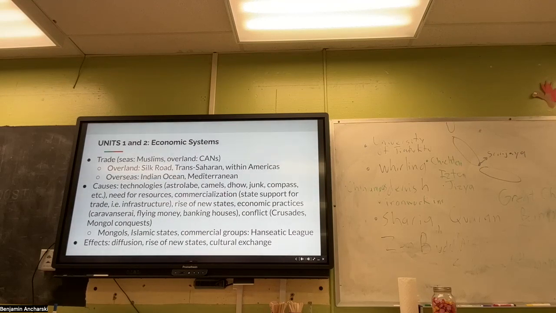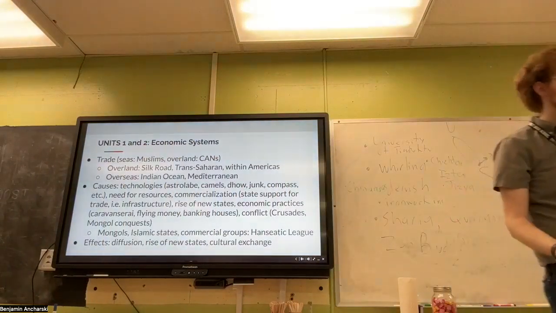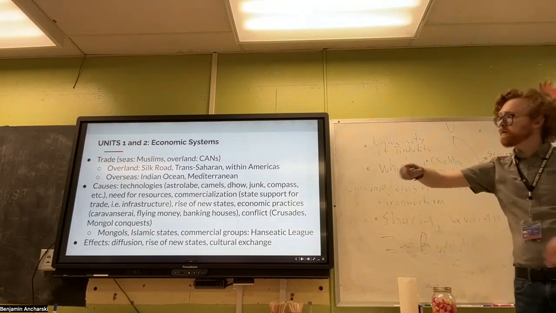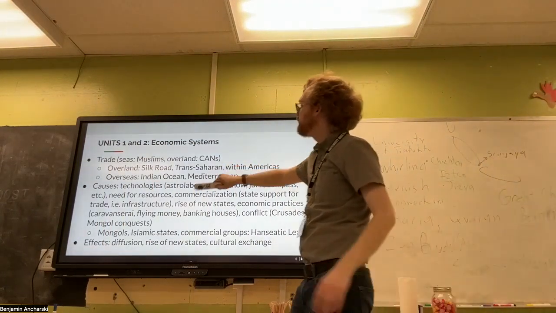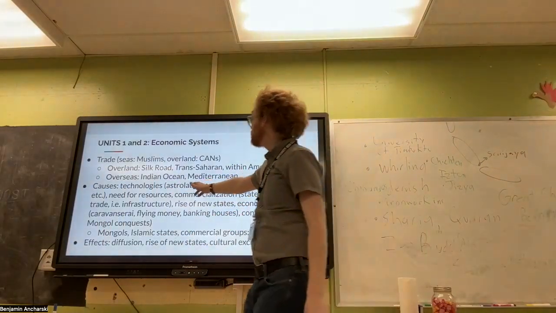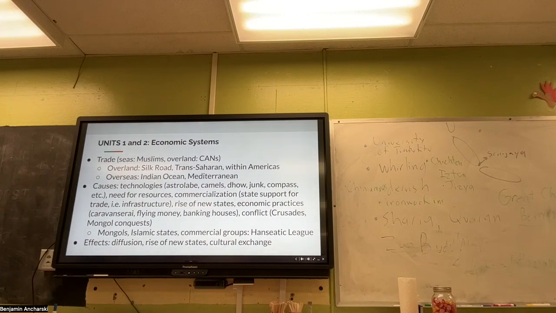Economic systems, trade. There are three big trade routes you would absolutely need to know: the Silk Road, the Trans-Saharan, and the Indian Ocean Maritime System. But there are also other trade routes, in the Americas with the Aztec Empire, for example, but also in the Mediterranean Sea. However, the most important are the Silk Road, the Trans-Saharan, and the Indian Ocean System. What causes trade to happen? Technology. Technologies like the astrolabe, the camel, or camel's not a technology, but the use of the camel is also going to allow for overland transportation.